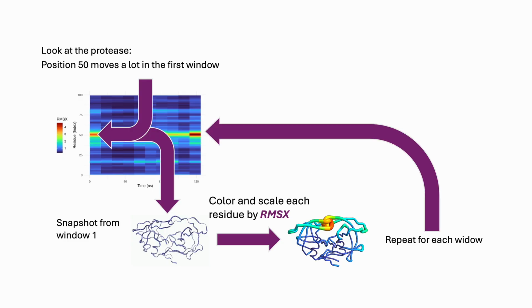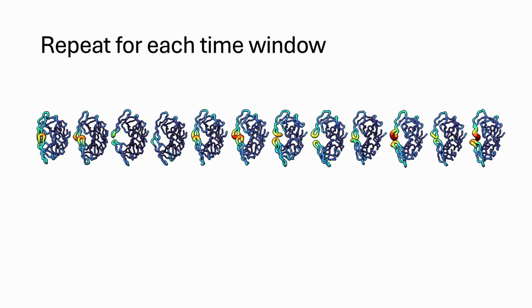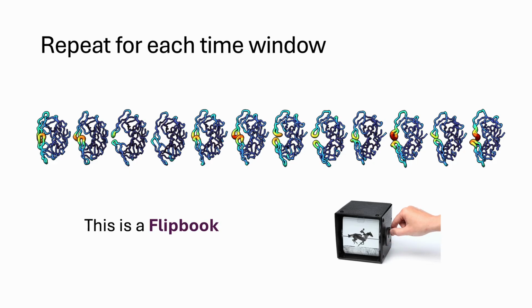Now, you just repeat this for each window, and we end up with this nice picture of how the structure changes over time, mapped onto its three-dimensional structure. So we can see areas in which the chain moves more, it moves less, and how it goes through time. This approach to coloring and scaling protein structures resembles those little children's books where you can flip through the images to get a sense of how things move and change over time. And so we call this method Flipbook.